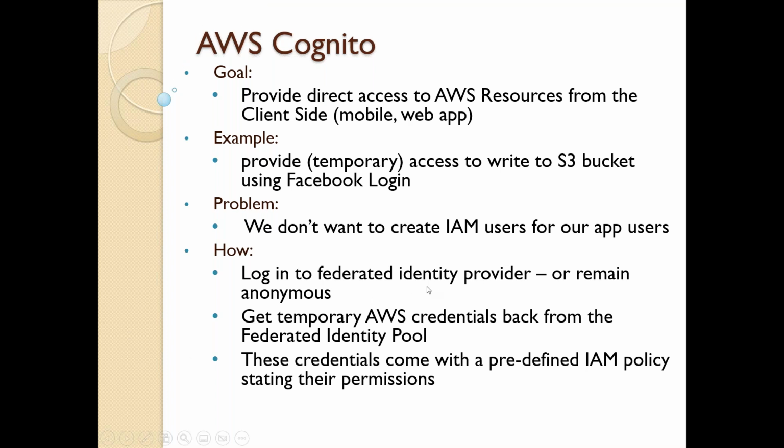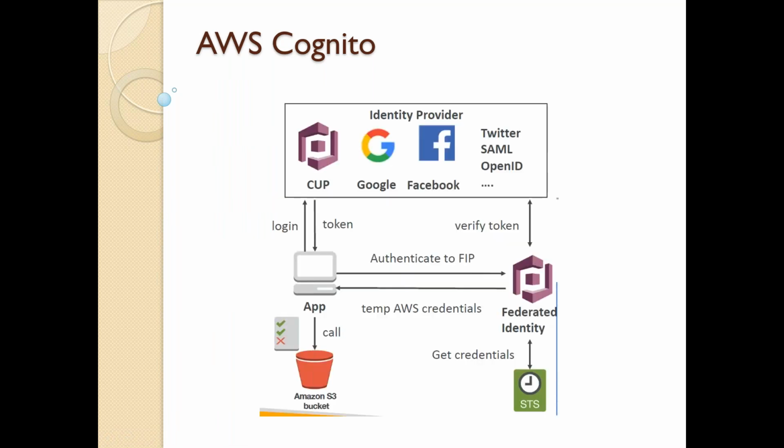So you will log into the identity provider, remain anonymous, and get a temporary access back to the identity pool. And this credential will come with a predefined IAM policy and with the permissions. So this is how it looks, right? These are your identity providers. Like CUP is nothing but your Cognito user pool.